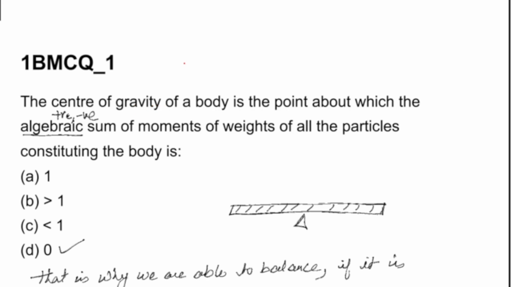The center of gravity of a body is the point about which the algebraic sum of moments of weights of all the particles constituting the body is zero. The moment of all the masses should be zero. Otherwise, it will not be called center of gravity.